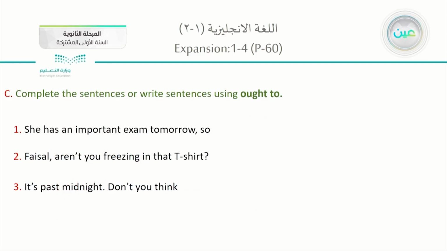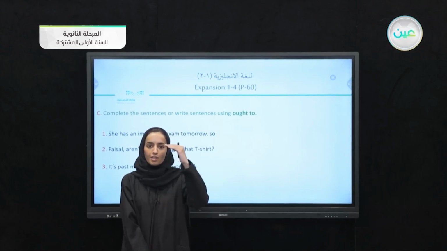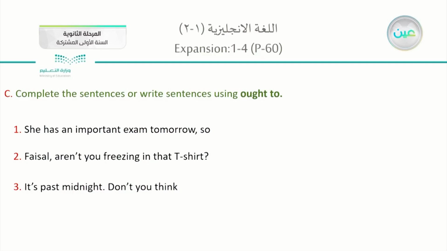Exercise C. Complete the sentences and write sentences using ought to. Ought to is just like should. Had better is to give advice, however, it is stronger than should, and ought to is milder than had better. She has an important exam tomorrow. So, ought to. I will say, she ought to study hard. Here, we're having the modal auxiliary followed by study, which is the base form of the verb.